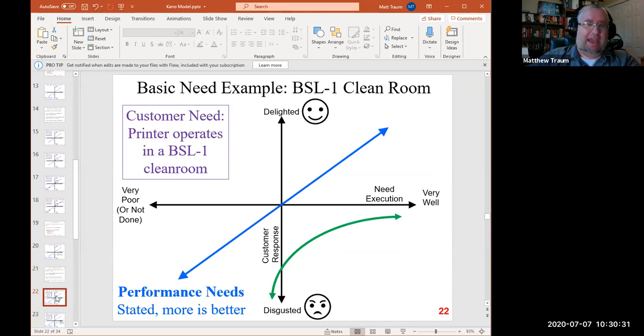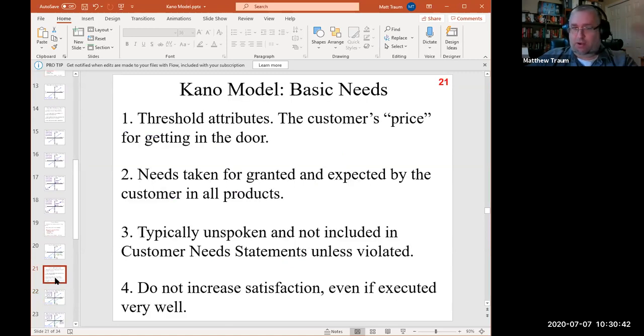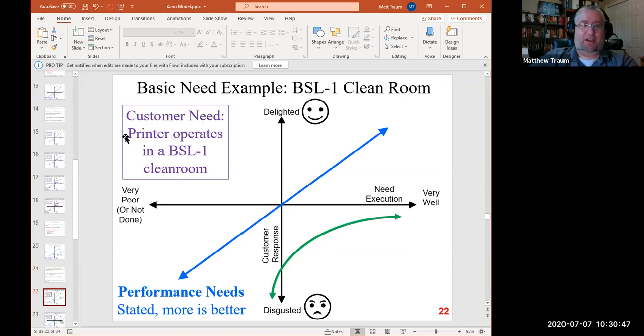So let's look at an example, and this is interesting because we actually added this as a customer need this semester. It was not present in the fall because it was one of these needs that was just sort of assumed to be in place, which was the idea that the 3D printer has to operate in a biosafety level 1 clean room environment, right? So we did add this as part of the customer needs now, but it wasn't there in the fall. Because this was just assumed, right? So this is a great example.